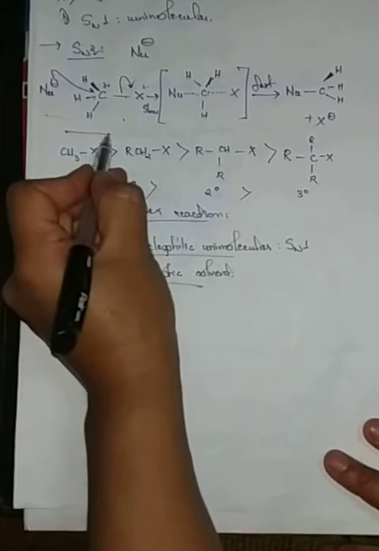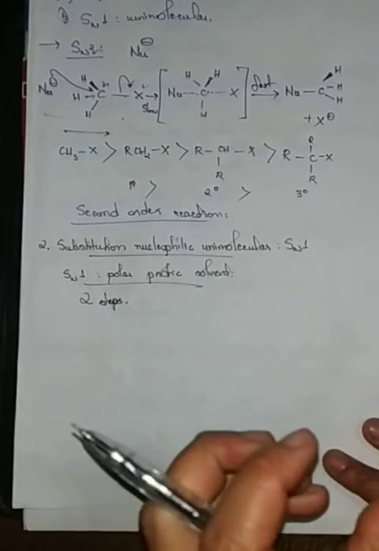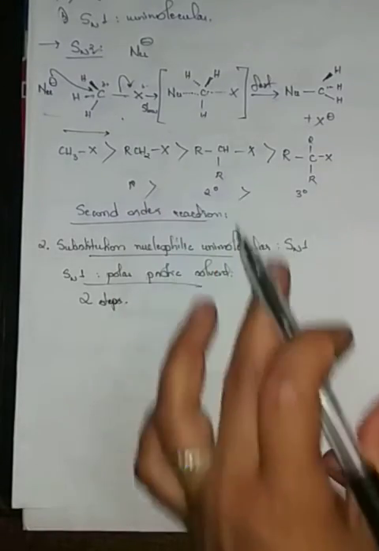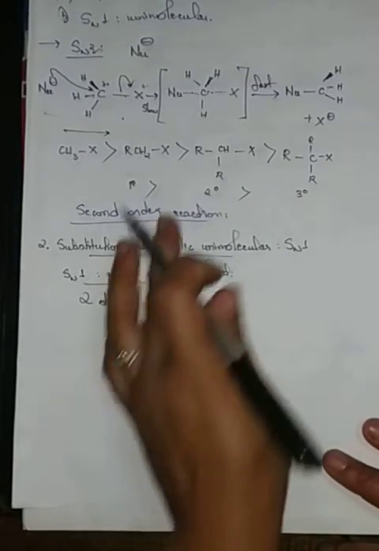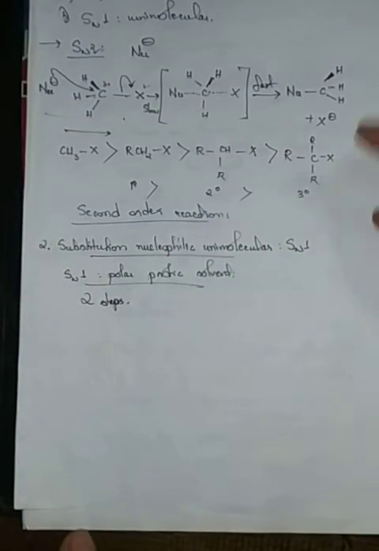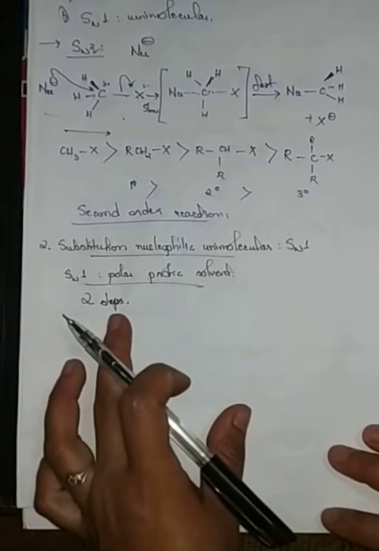Here we see that our SN2 mechanism occurs only in one step. Remember, the transition state is just a temporary state. It occurs very quickly. It's a matter of seconds. Because of this, our SN2 mechanism occurs only in one step. Now here, our SN1 mechanism occurs in two steps.